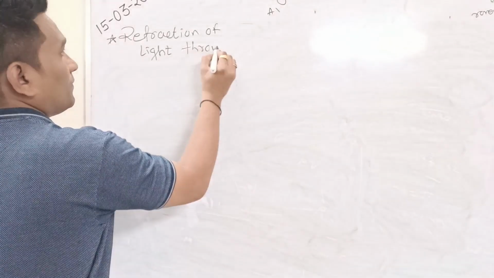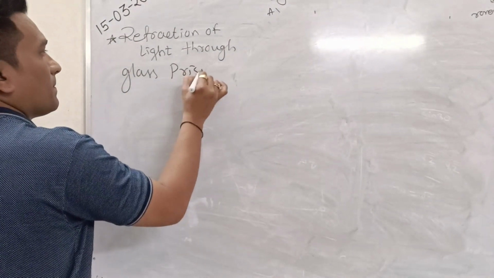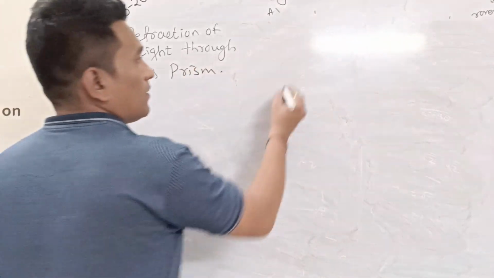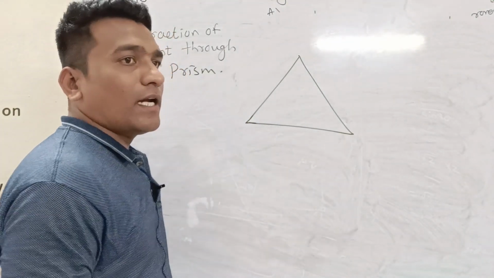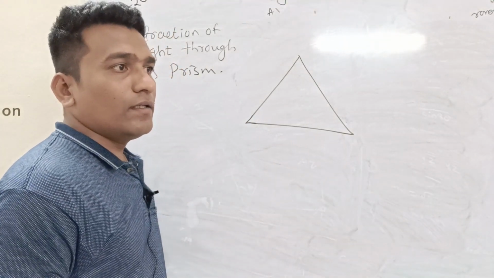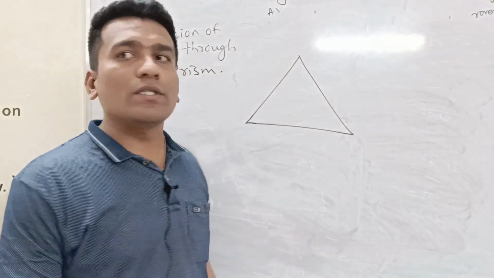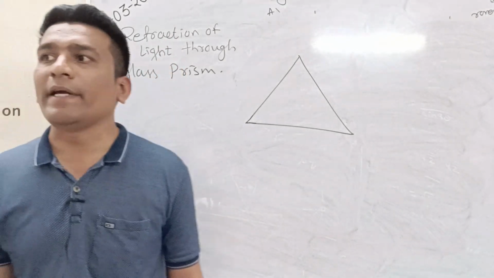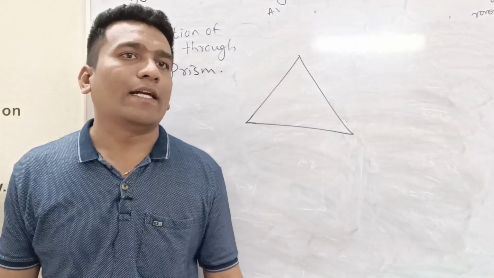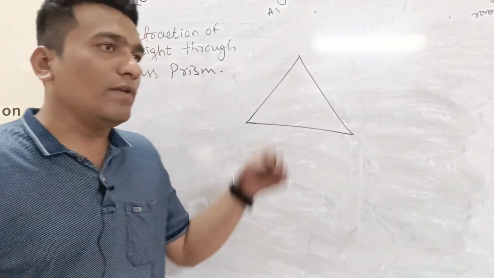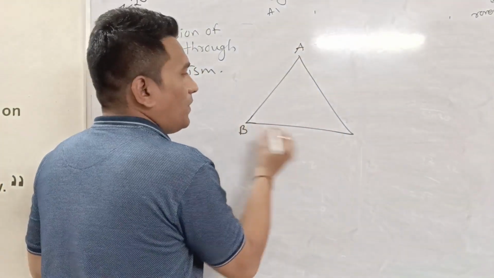Refraction through a glass prism. So in a glass prism there are refracting faces, basically all three are refracting faces, but when we use a glass prism while performing the experiment, any two surfaces act as refracting faces and the other acts as a non-refracting face, which is of no use right now. So we call it the base. So A, B, C.